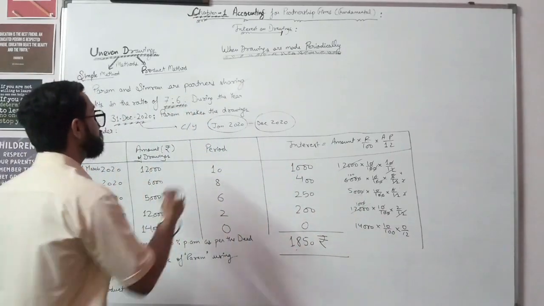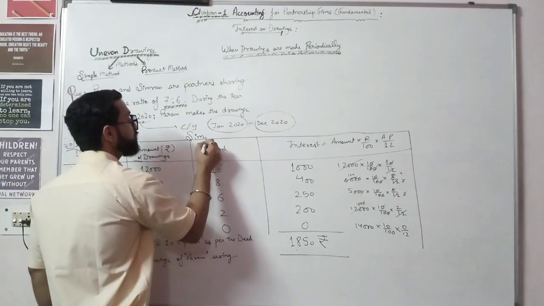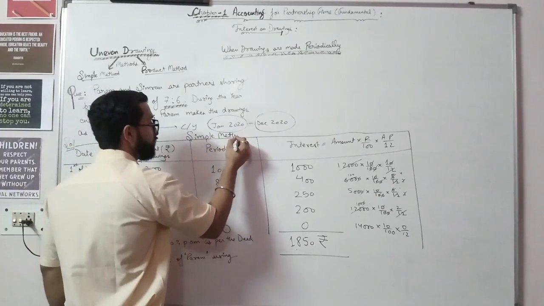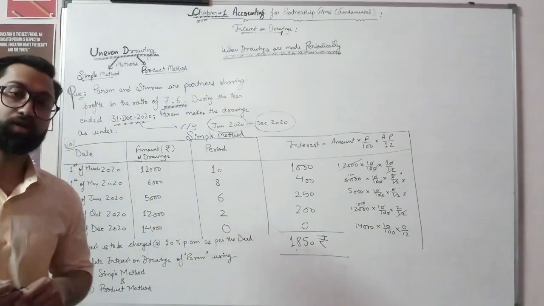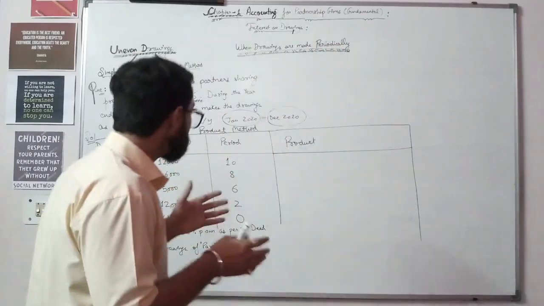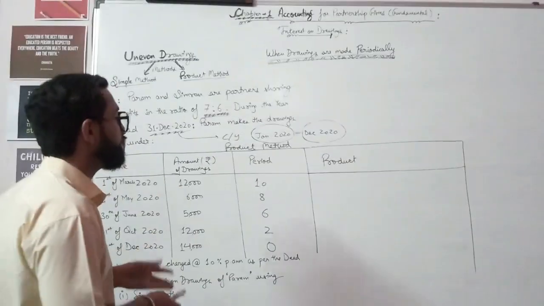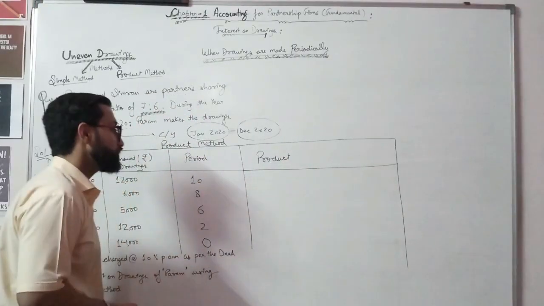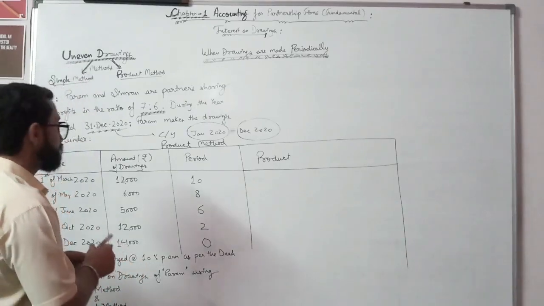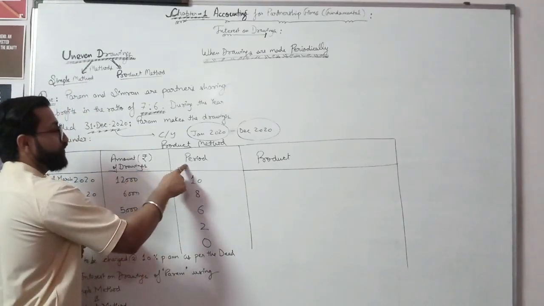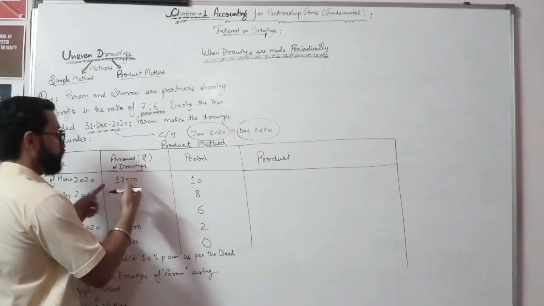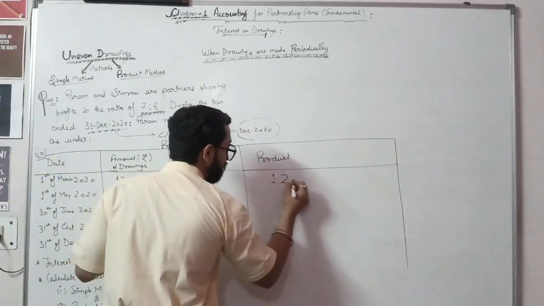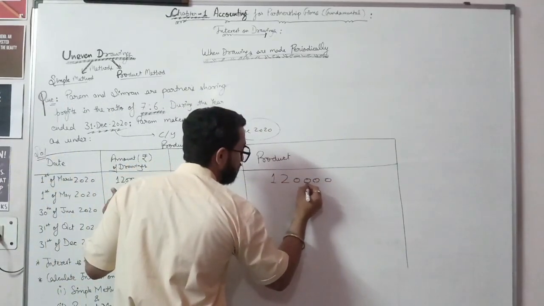Okay, now this was the question by simple method. Now we will be doing the same question by product method. In product method there is not as such a change in the format. Only the thing is that you have to write product in place of interest. Now in this case you just have to multiply amount with the period. Amount with the period, 12,000 into 10.